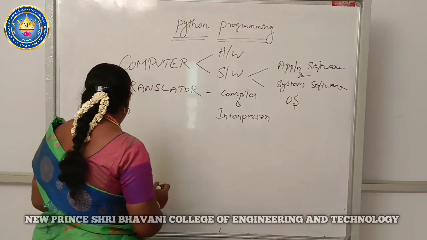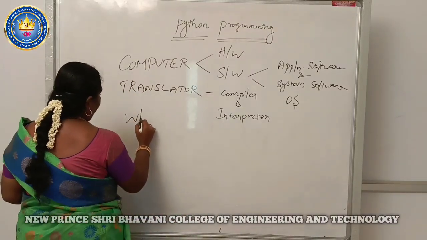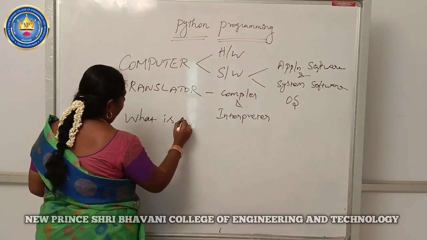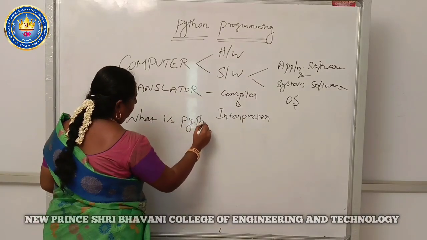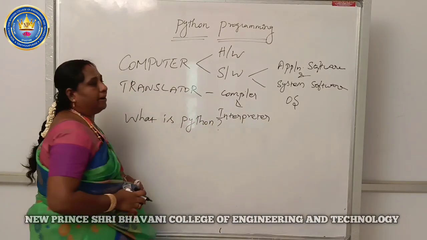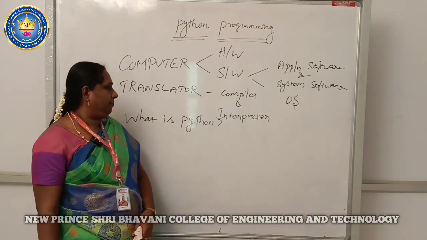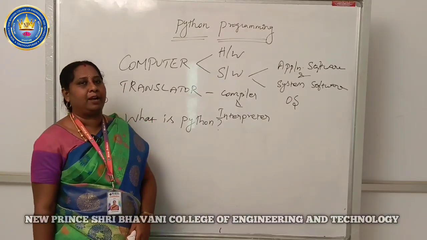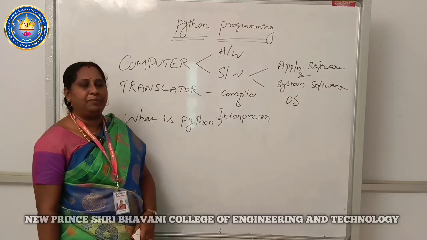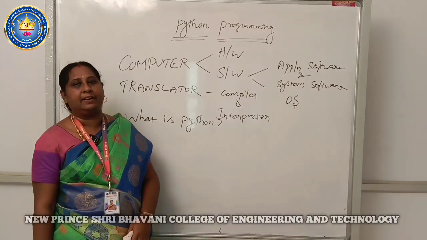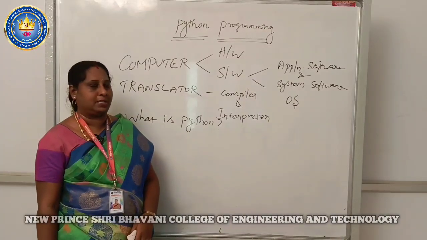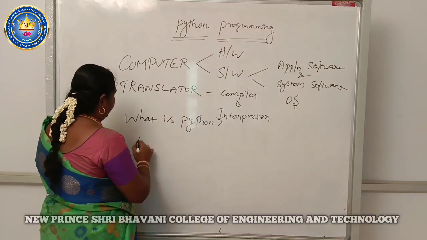Now, what is Python? Python is an open source, object oriented, high level language, a powerful high level language. So what do you mean by open source? It's easily available from the net at no cost. So what are all the features of Python?